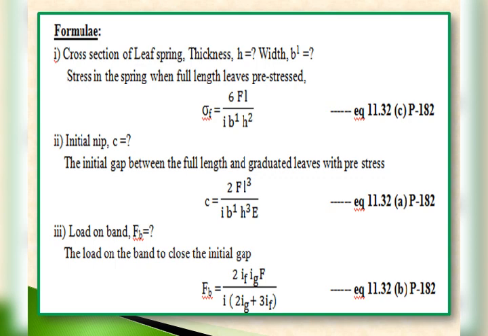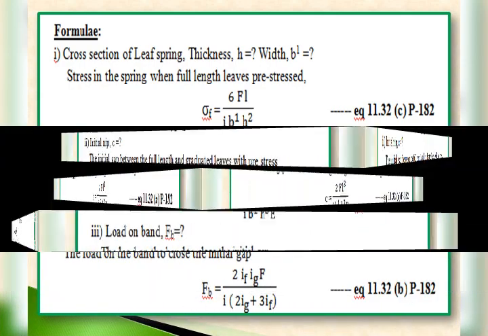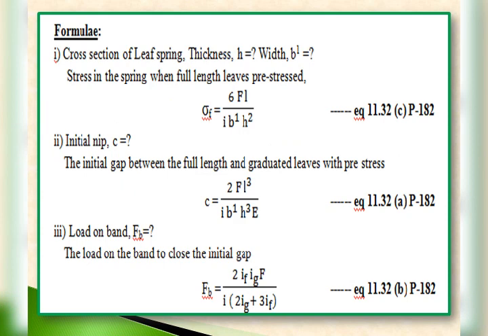And the total depth to width ratio is given. Total depth is the number of leaves, that is i, into the depth or thickness of the leaf, that is h, so i into h divided by b dash. b dash is the width, and this ratio is equal to 2. Here we are asked to find first the cross section of the leaf. The cross section of the leaf is thickness and width. Thickness h is equal to question mark and width b dash is equal to question mark. And the initial nip, denoted by C, that we are supposed to find, and the load on the band, F suffix b, is equal to question mark. These are all the various unknowns we need to find.